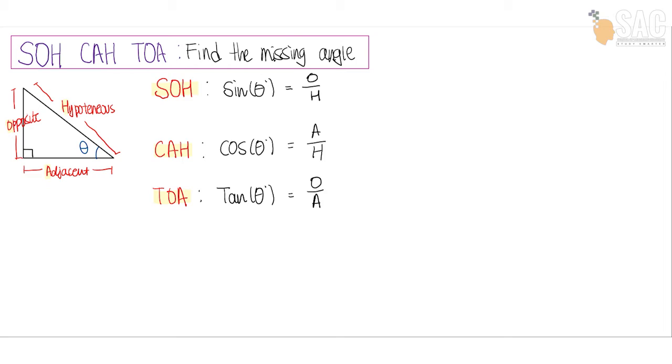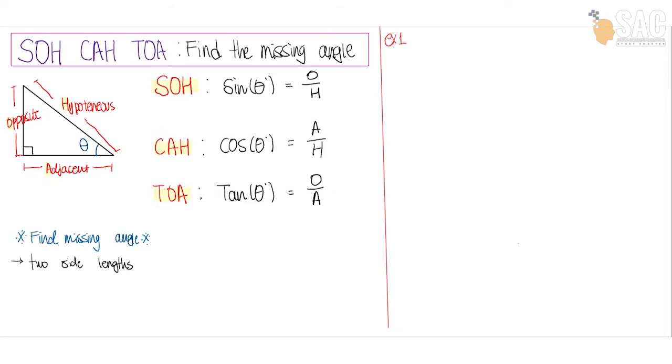In today's lesson, we're going to learn how to find a missing angle in a right-angled triangle using SOHCAHTOA. In order to do that, we just need two side lengths. Let's jump into our first example. We have a right-angled triangle with 7 centimeters and 4 centimeters.